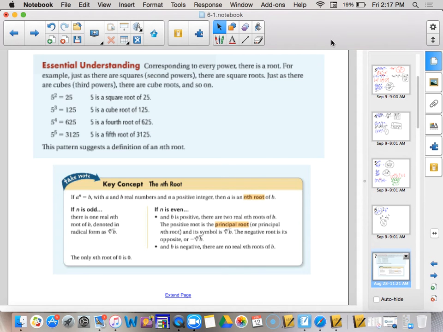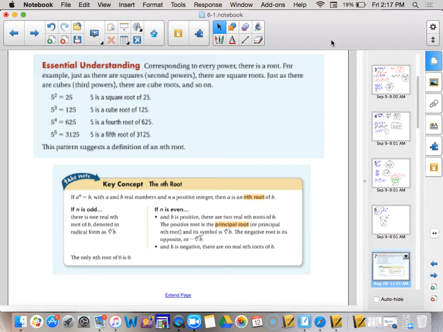Okay, so it says corresponding to every power there is a root. For example, just as there are squares, second powers, there are square roots. Just as there are cubes, which are third powers, there are cube roots, and so on. So 5 squared would give me 25. If I took the square root of 25, I would end up with 5.